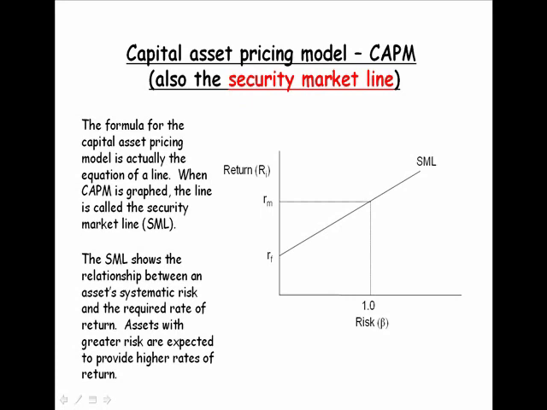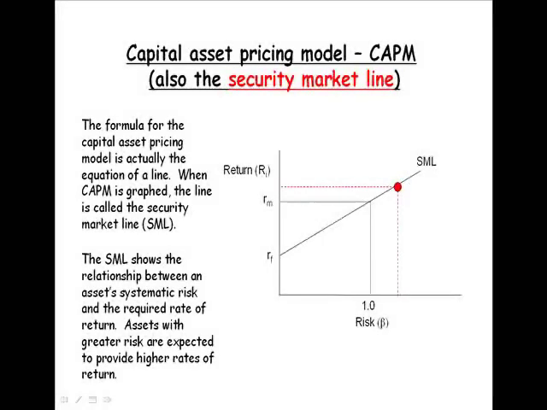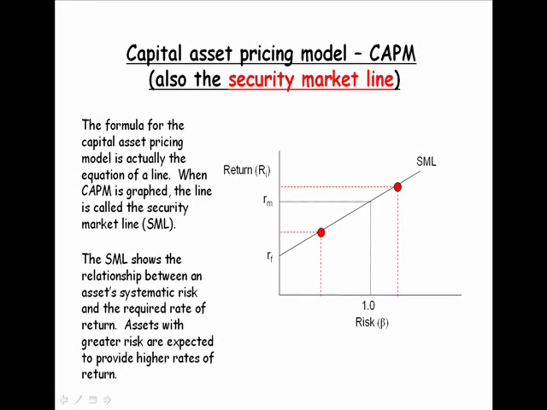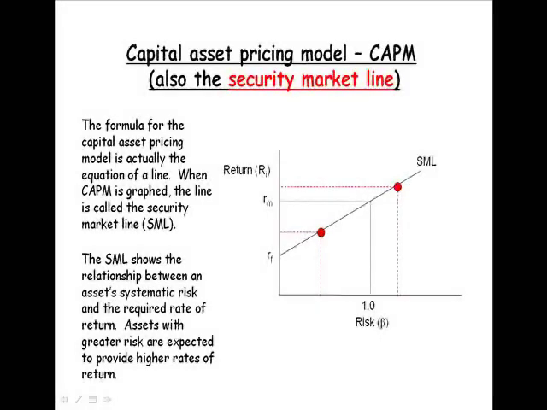Assets with greater risk are expected to provide higher rates of return. In fact, we can see that an asset that has a beta greater than 1 would plot at a higher place on the SML, which implies a higher required rate of return. Conversely, an asset with a beta less than 1 is going to plot on a lower point on the line, which indicates a lower required rate of return. So higher betas generate higher required rates of return, lower betas generate lower required rates of return.